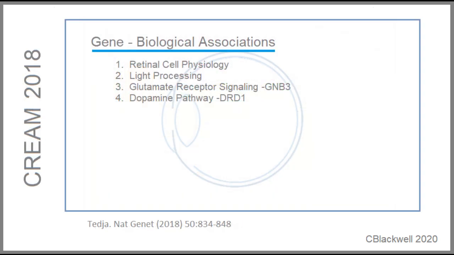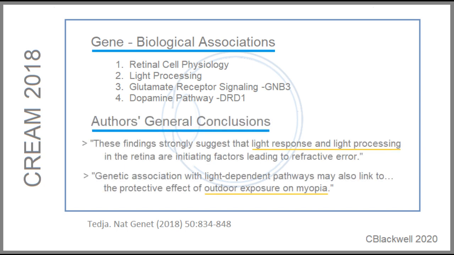Digesting that into its basic message: the genes they identified as associated with myopia principally are involved in retinal cell physiology and light processing. The most significant gene was GNB3 in glutamate signaling. Also significant is the association with the dopamine pathway, which in animal models has shown a role in controlling eye growth in response to light. The authors' general conclusions support the genetic involvement in light processing as a contributing factor to refractive error, a conclusion that agrees with current theories of emmetropization.